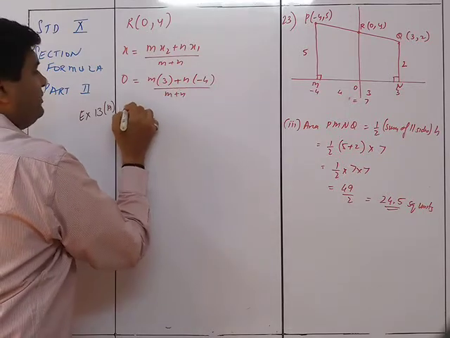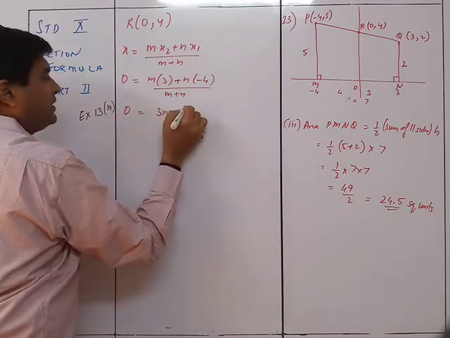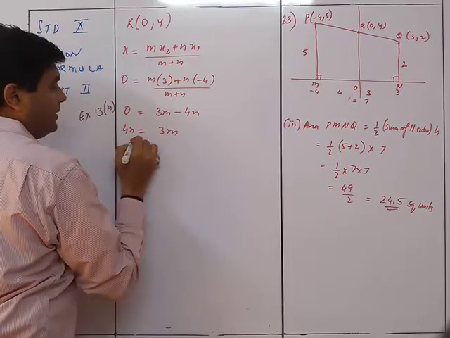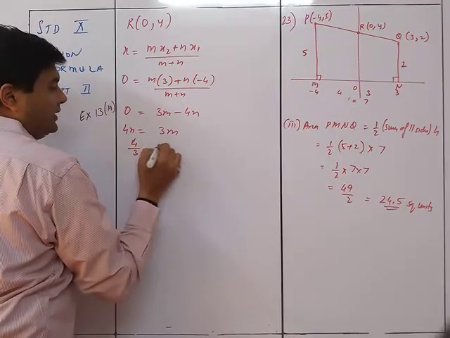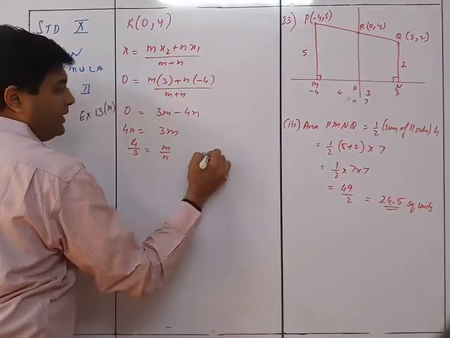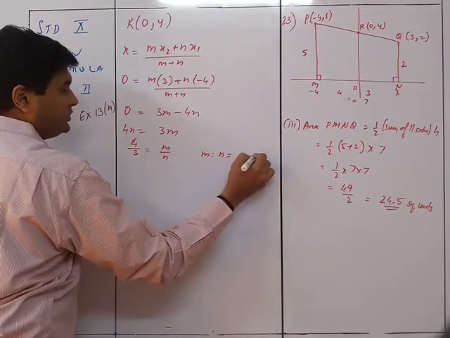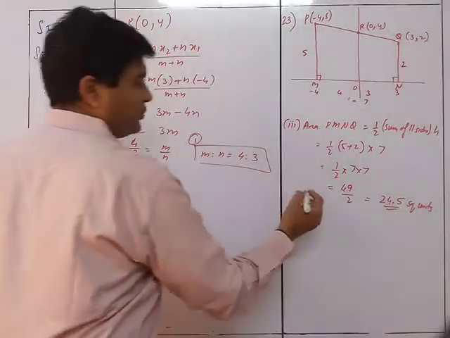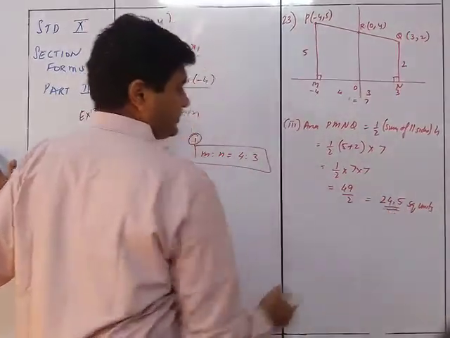So that gives me 0 equals 3m minus 4n. 4n equals 3m, so 4 upon 3 equals m upon n. Therefore m is to n equals 4 is to 3. That's the first answer. Now the second answer.